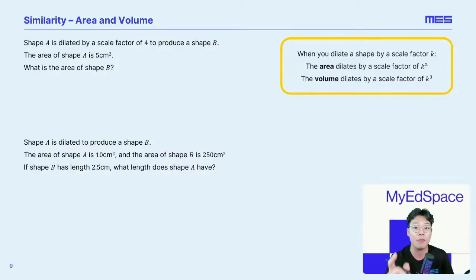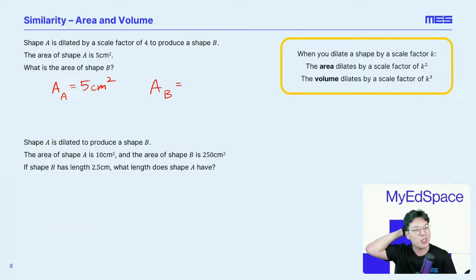The area of shape A is 5 centimeters squared. So this time we're not given what the shape is, so it's impossible for us to find the area separately. We're only given the relationships between the two shapes. Let me write it: area of shape A. This will be interesting. Area of shape A is 5 centimeters squared. So the area of shape B, what is that going to be? We know that the scale factor is 4.